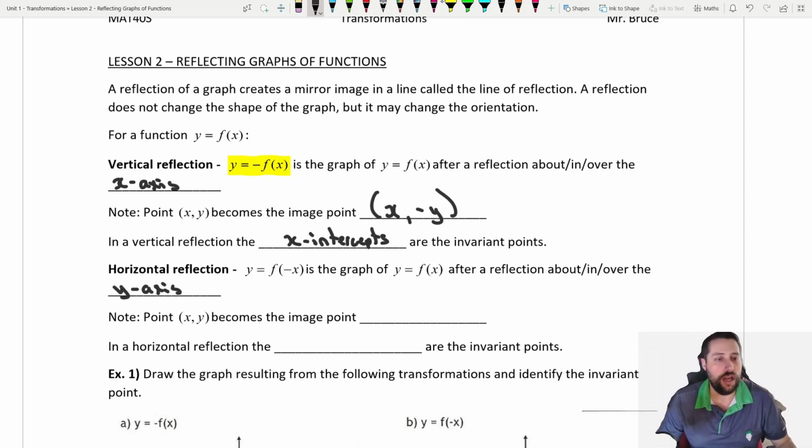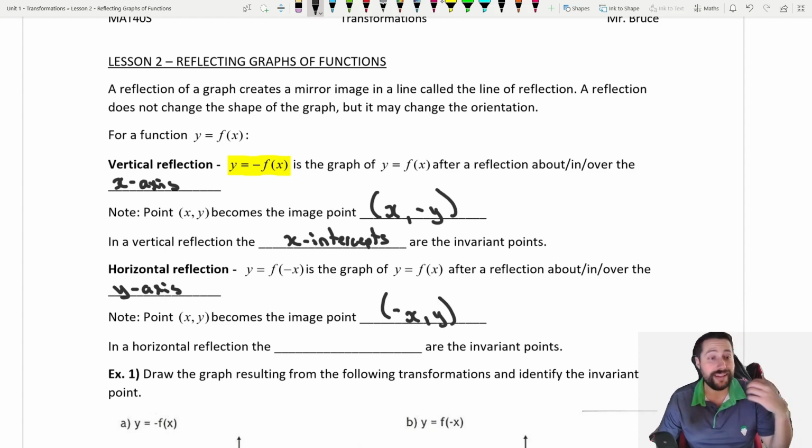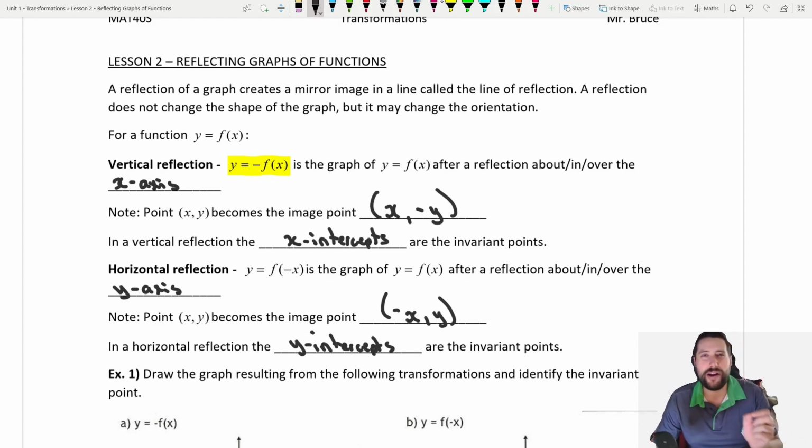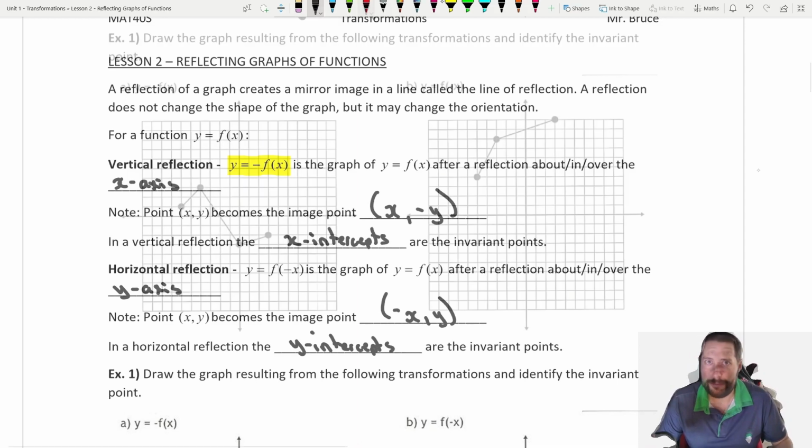The original point (x, y) for the original function f of x becomes the image point (negative x, positive y). And lastly, in a horizontal reflection, the y-intercepts, wherever it crosses the y-axis, are the invariant points. And again, a reminder, the invariant points are the same regardless of the transformation that has happened.